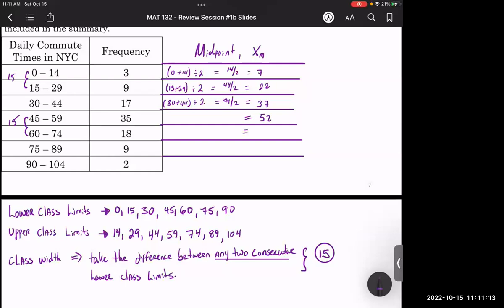For our next class, 67. The sixth class, 82. And the last, 97.